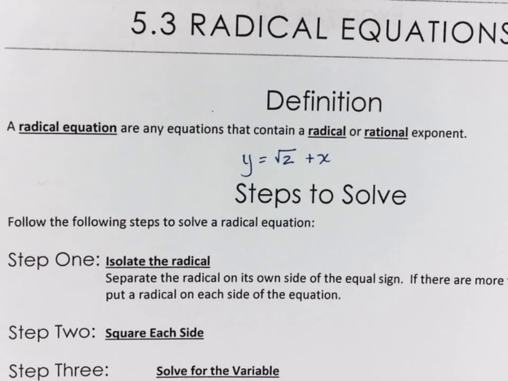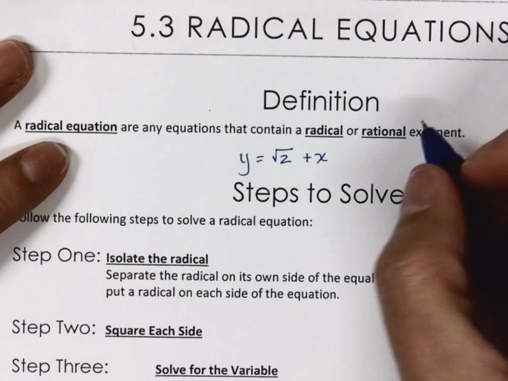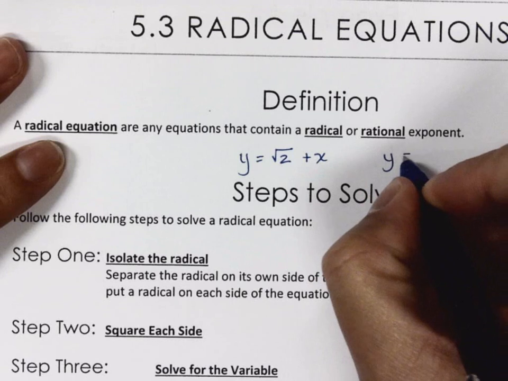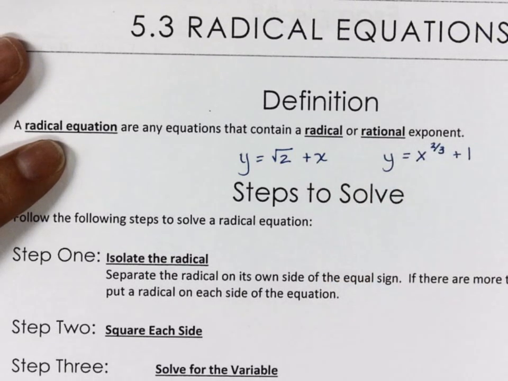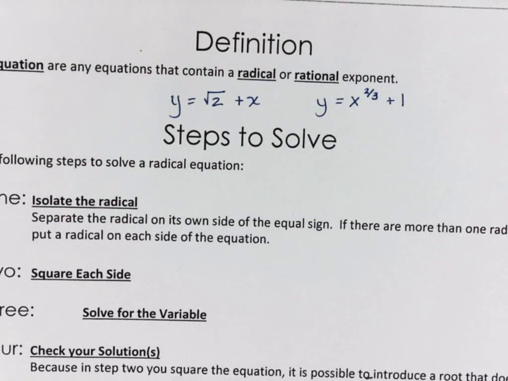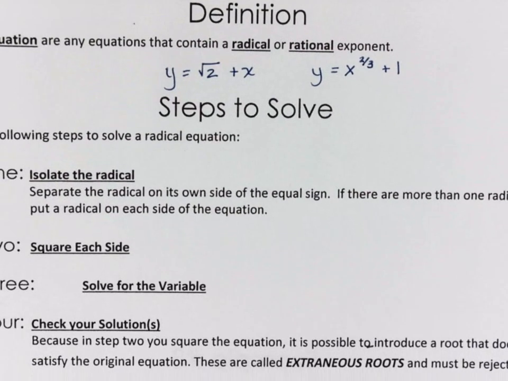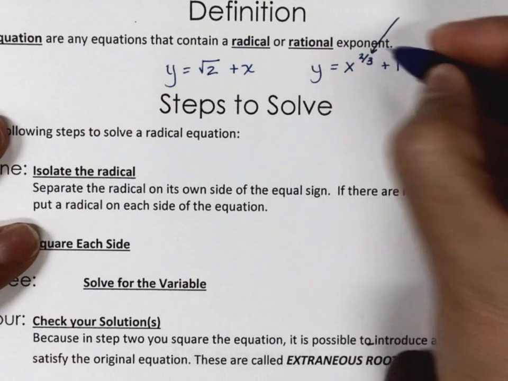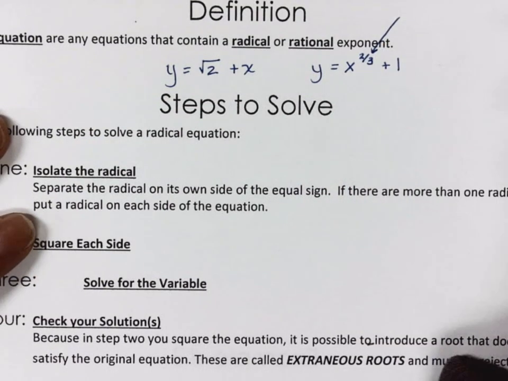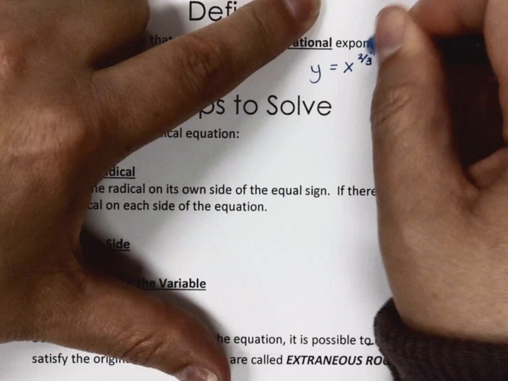Or a rational exponent. You guys did these in grade 10? Rational exponents. That would be like y equals x to the 2/3 plus 1. If we were to convert a rational exponent to a radical, this is actually just a radical hiding in there.